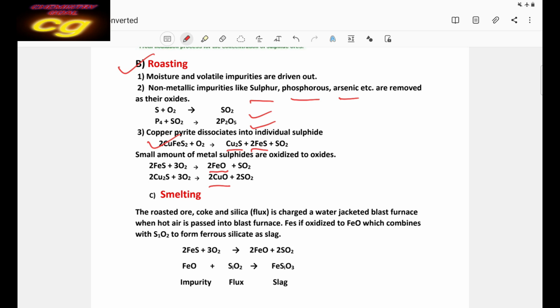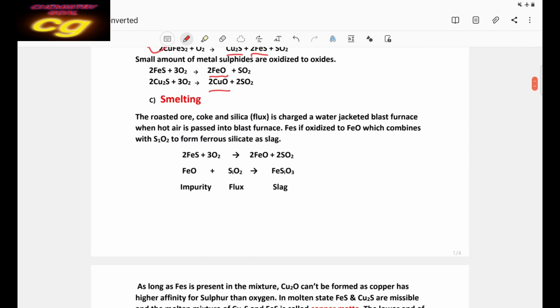The next step is smelting. This is also a very important process. It is done in a blast furnace. Smelting is generally the formation of slag by reaction of impurity with flux. That means when impurity reacts with the flux, slag is formed. But impurity and flux differ in acidic and basic nature. If one is acidic, the other will be basic. So slag is a fusible product, a light mass, separated by the reaction of impurity and flux.